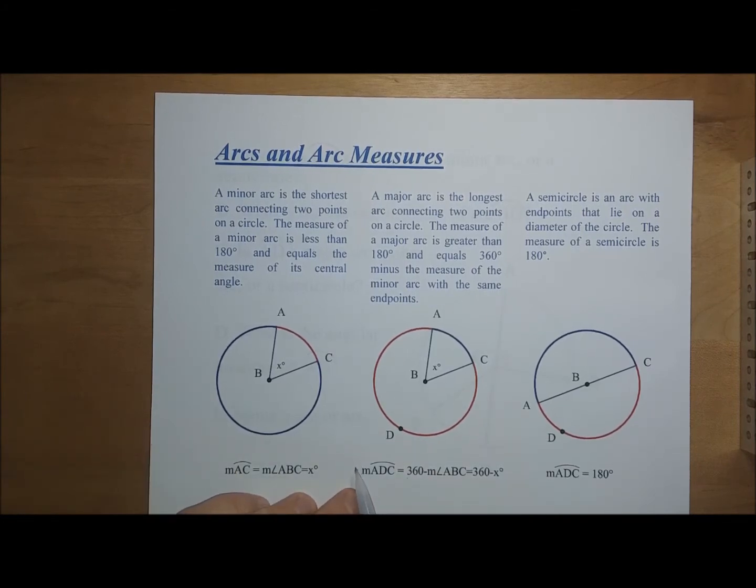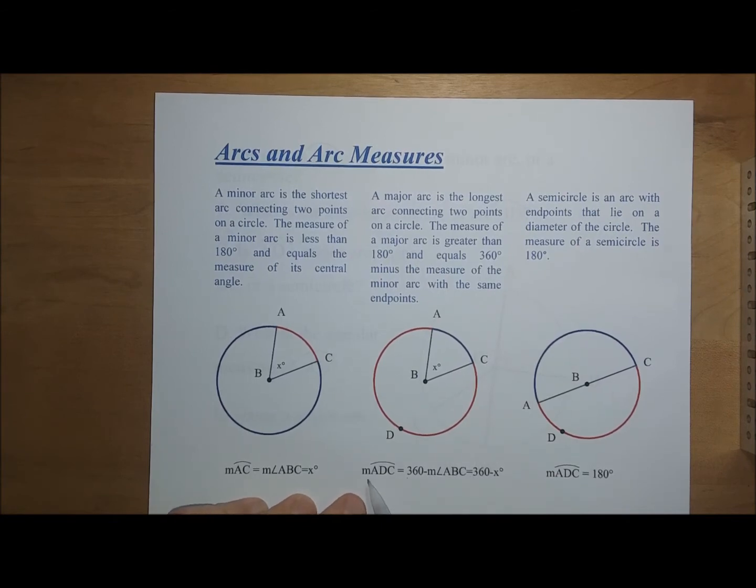Now we could take a major arc, which would be the longest arc connecting these two points A and C, and we would have to go this way around the circle to do it. So in order to make it unambiguous, we would call this arc ADC. We would define this point D for us to go through to make it clear that we're talking about the major arc. And the measure of a major arc is going to be greater than 180 degrees, and it's going to be basically equal to 360 minus the measure of the minor arc. So if you knew the measure of this minor arc, the measure of the major arc is 360 minus that. Makes sense because all the central angles have to add up to 360.